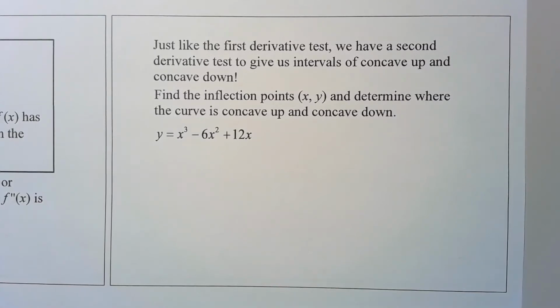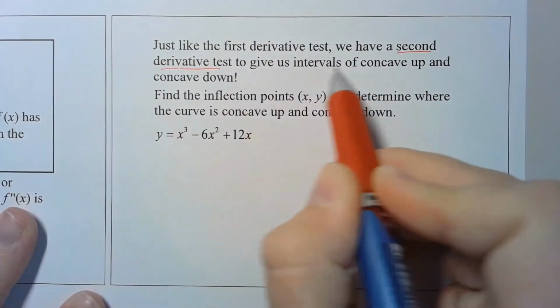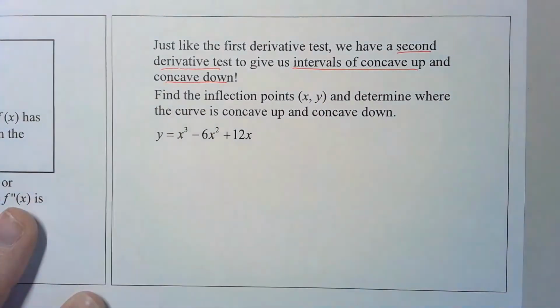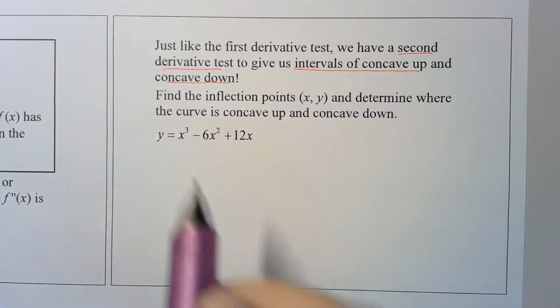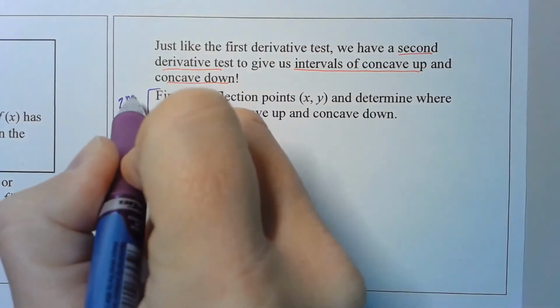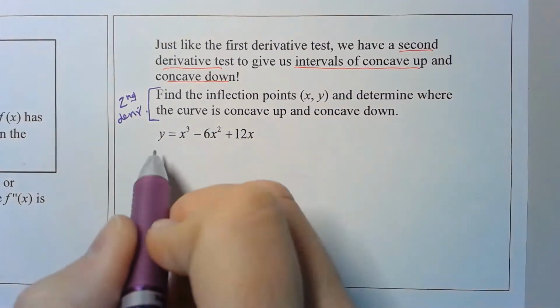So just like we had the first derivative test that gave us intervals of increase and decrease, we will now have a second derivative test that will give us intervals of concave up and concave down. But procedurally, it works exactly the same. All right, here's our first example. Find the inflection points and determine where the curve is concave up and concave down. All of this information comes from the second derivative. So let's find the second derivative.